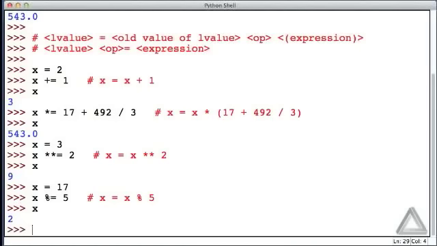It can take a while to get used to this augmented assignment. You don't have to use it, but experienced programmers will use this quite frequently, and it helps to be familiar with it.